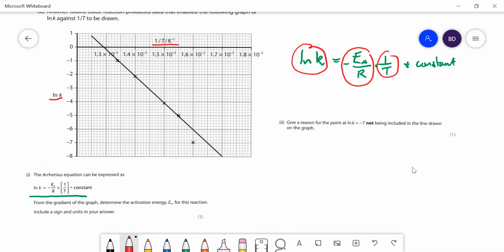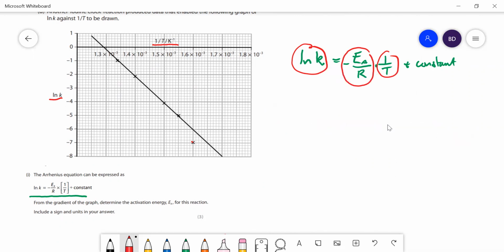So let's do that. I'm going to draw this construction line here. By the way, let's just get this question out of the way first. Why do they ignore this point? Well, it's not on the line, so it's anomalous. That's pretty straightforward. Get rid of that.